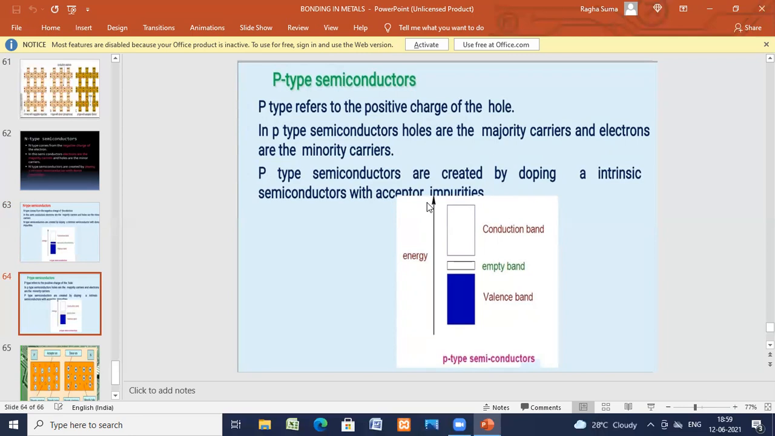So indium accepts one extra electron. The energy level of this impurity atom is called the acceptor level, and the acceptor level lies just above the valence band. So the trivalent impurities are called acceptors, acceptor impurities. And the semiconductors doped with the acceptor impurities are called p-type semiconductors.